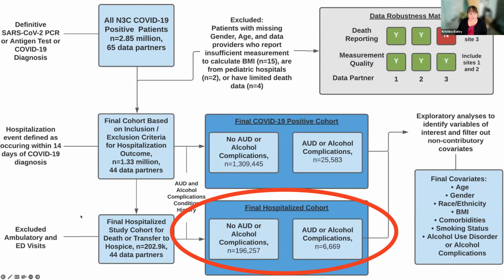So then we went on to look at the hospitalized cohort, and the idea behind looking at those that were hospitalized was to get a better sense of mortality, since mortality data is most robust in those that die while hospitalized or transferred to hospice while hospitalized. It also gave us a chance to look at treatments that were given in the hospital.